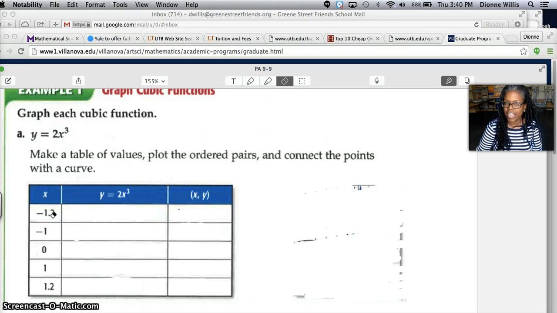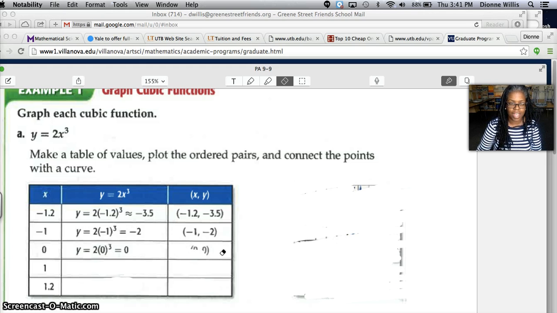So notice we've got -1 and -1.2, which we usually see us use integer values, but we're going to use these values and see if we see any kind of pattern. So here I have -1.2. When I plug that into the equation, I calculate and I get approximately -3.5, which gives us this point. Putting in -1, do my calculation, I get a -2. Notice -1 to the 3rd power is -1. And then I'm going to multiply that by 2. I get a -2, which gives us this point. When I plug 0 in, clearly 0 to any power is 0, and then I'm multiplying that by 0, and I get this ordered pair.